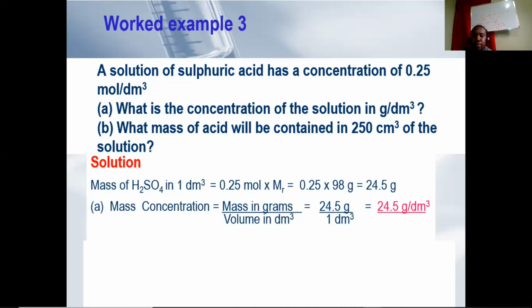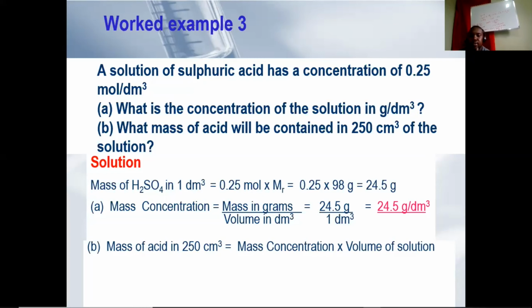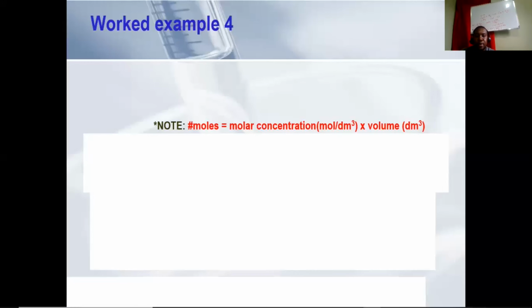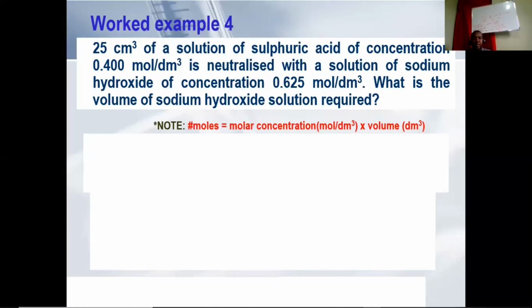So therefore, in gram per dm cube, it will be 24.5 divided by 1, since it's 1 dm cube of the mole that we found, which is 24.5 gram per dm cube. And then for part B, what mass of the acid will be obtained in 250 cm cube of the solution. So we know that the mass of the acid is equal to mass concentration times the volume of the solution. So it's 24.5 times 250 cm cube, so we divide it by 1,000 to get it in dm cube, and we get 6.125 grams.